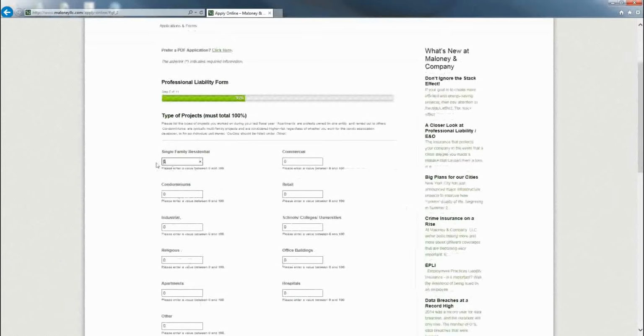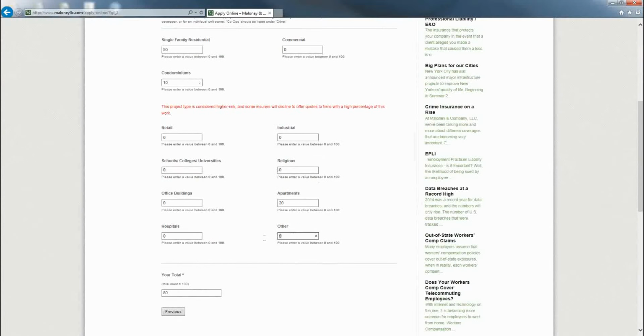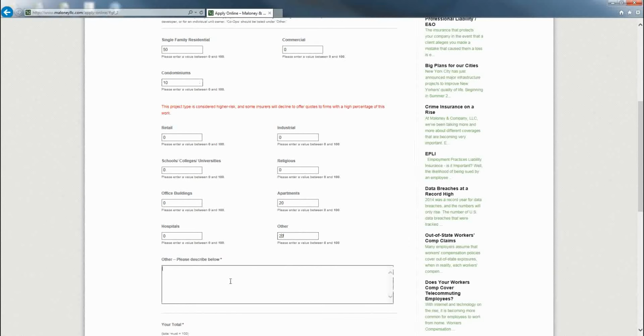Step 5. Please list the type of projects you worked on during your last fiscal year. Apartments are projects owned by one entity and rented out to others. Condominiums are typically multifamily projects and are considered higher risk regardless of whether you work for the condo association, developer, or for an individual unit owner. Co-op should be listed under Other.